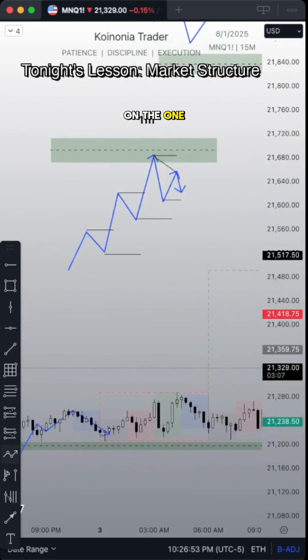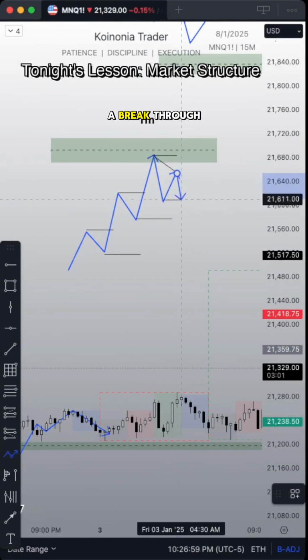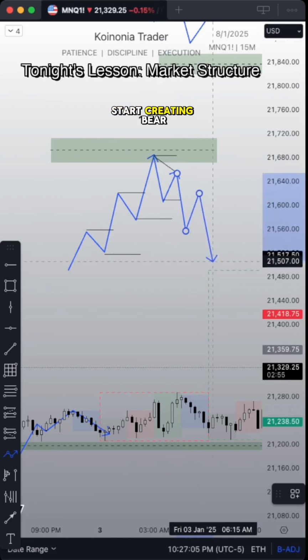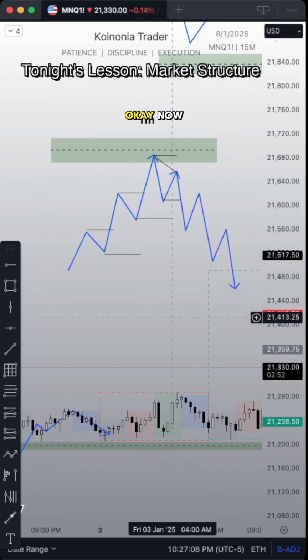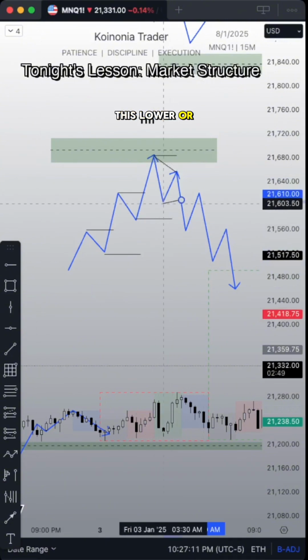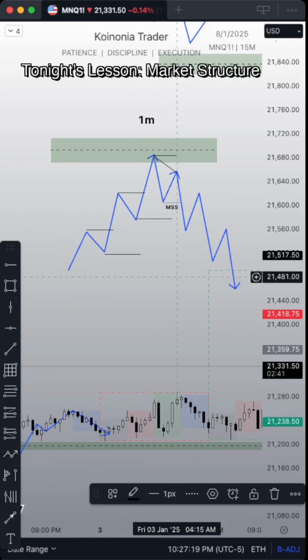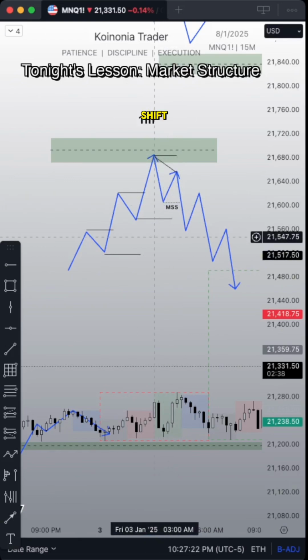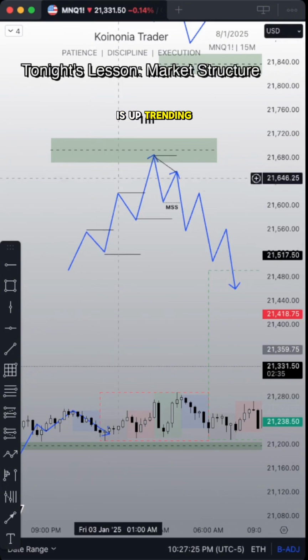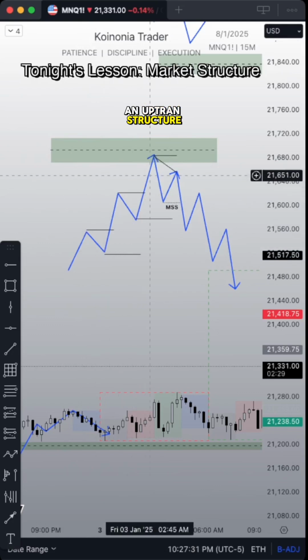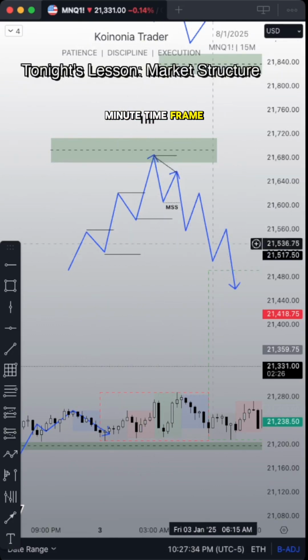Okay? So then here on the 1 minute, let's delete this here. On the 1 minute, you'll get a break through that low and then a move on up like this to start creating bearish structure. Okay? Now this break of this higher low right here is what you may have heard as the term of a market structure shift. All right? Why is that called the market structure shift? Because the structure is uptrending, and then at this point, we shift. We shift from an uptrend structure to a downtrend structure on the 1 minute time frame, okay?